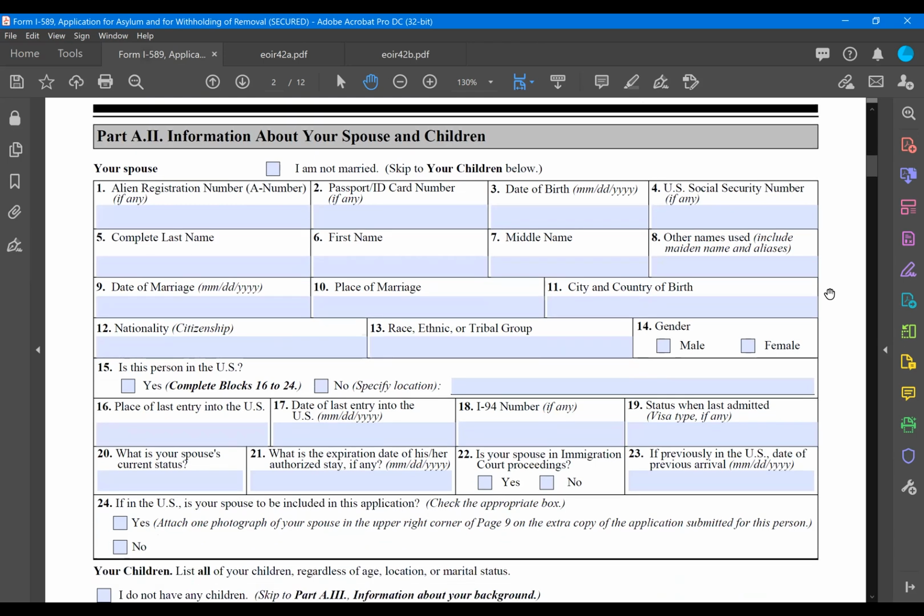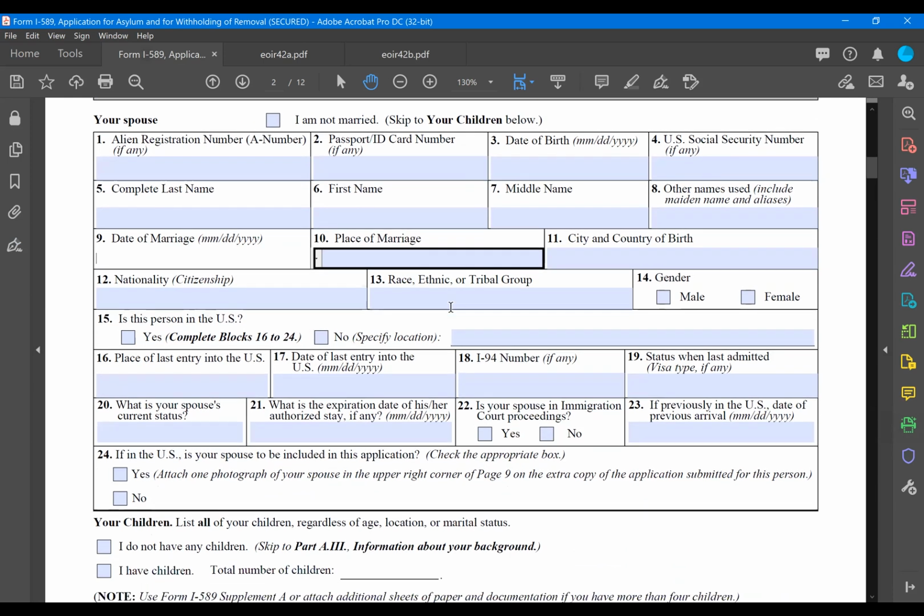Moving on to the next page, we start asking about the immediate family members of the asylum applicant. So obviously, if somebody isn't married, you just click I'm not married and move on. If they are married, you have to fill out all of this. A lot of it is just general identity information, A number, passport number, date of birth, social security, full name, other names used, date you got married to them, place you got married, their place of birth and nationality, their race, ethnic or tribal group, also important to note, whether the person is in the US or not.